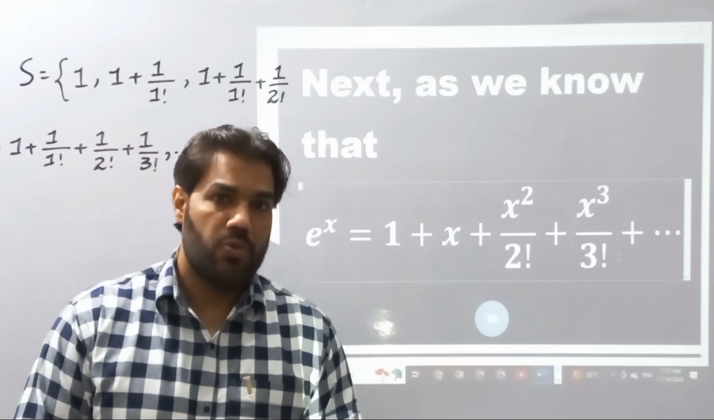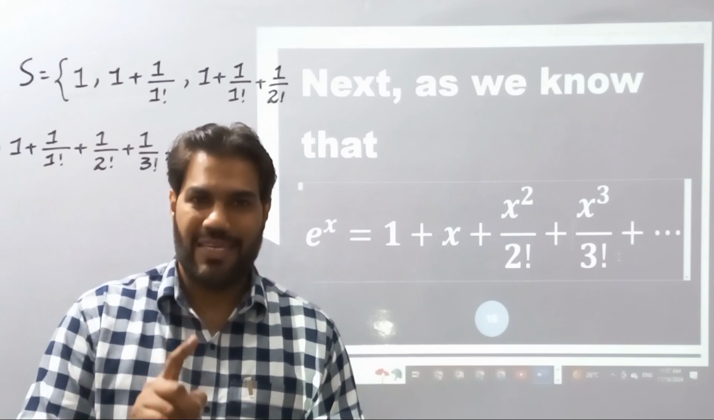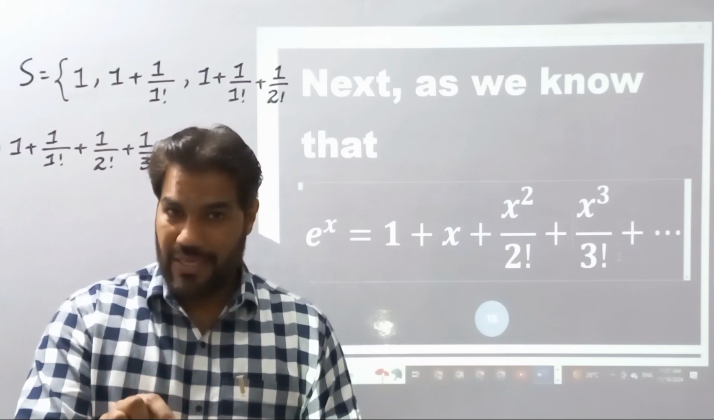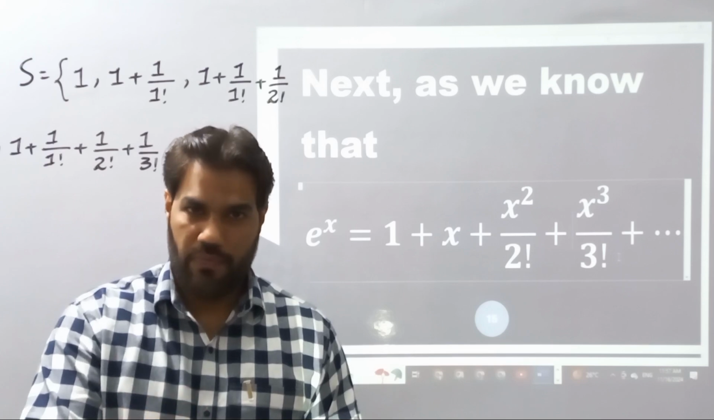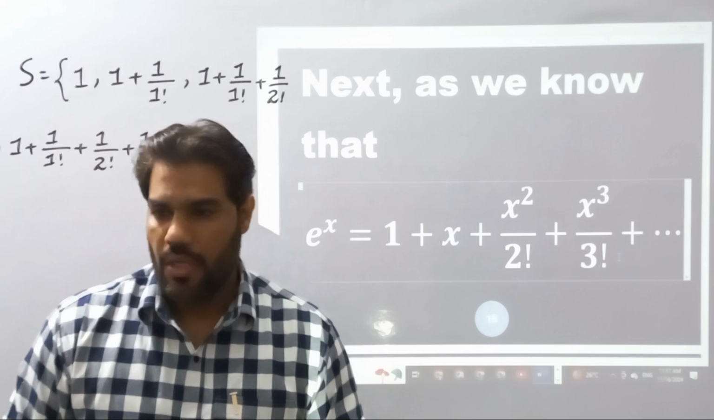S is bounded above because there exists an upper bound, that is 3. Every element of set S is less than 3, so 3 is an upper bound. This shows that S is bounded above. Next we show that the supremum of S does not exist in Q.